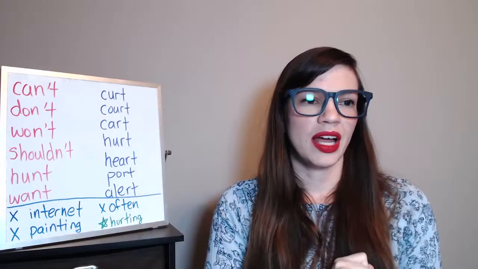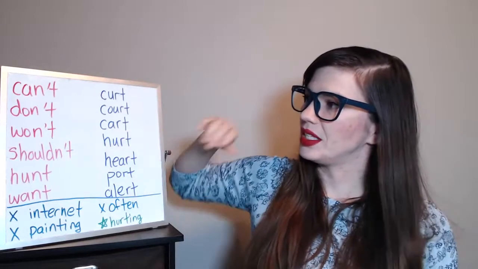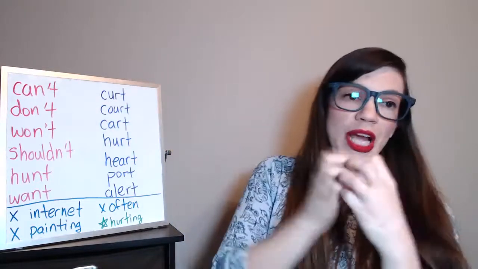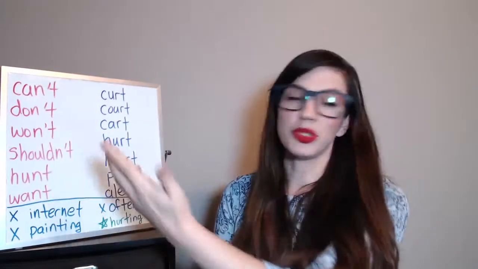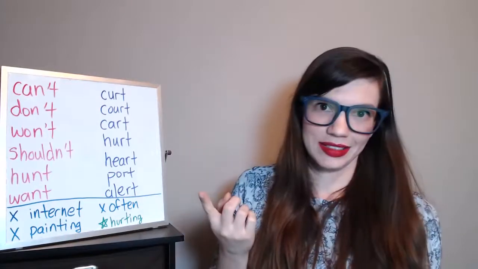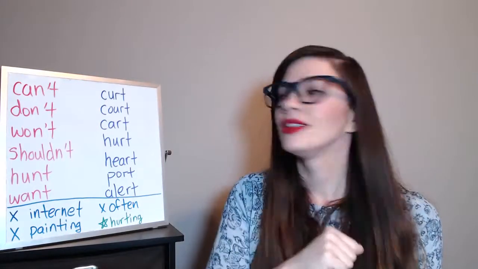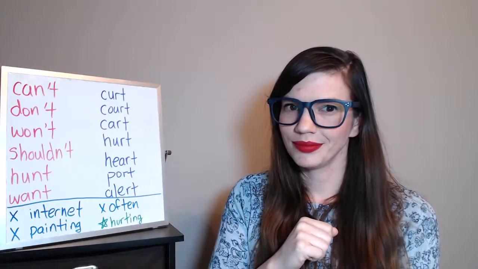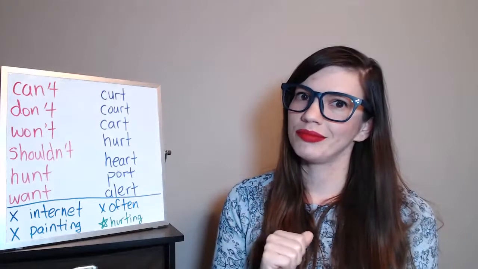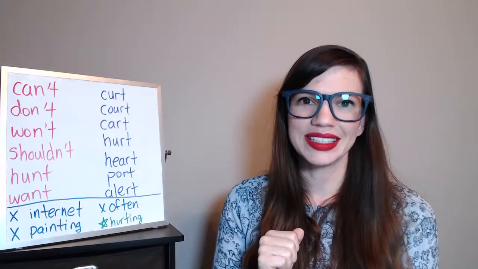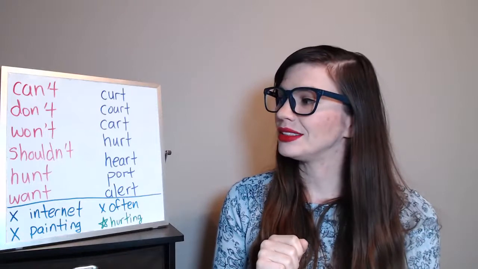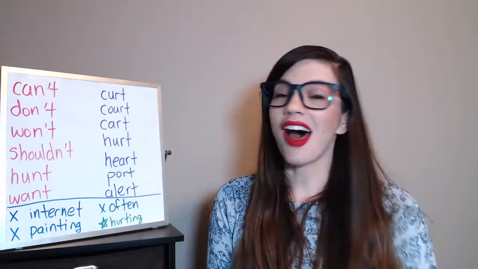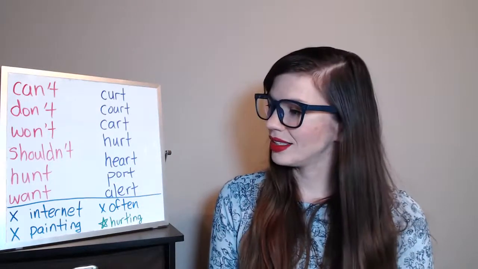Do, don't. So let's just look at these examples following the T. So notice how a lot of them are the contraction with not, but we also have some examples that aren't. So can't, don't, won't, shouldn't. We have hunt, and want.